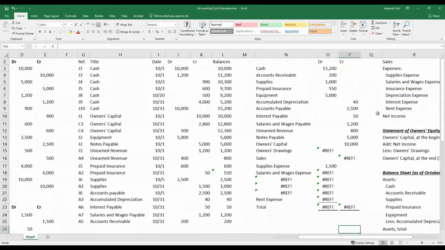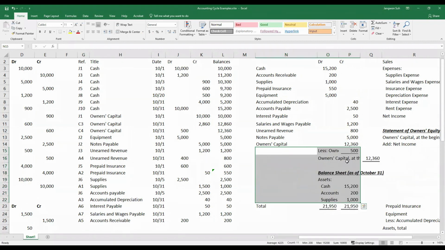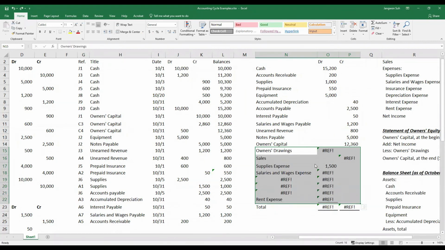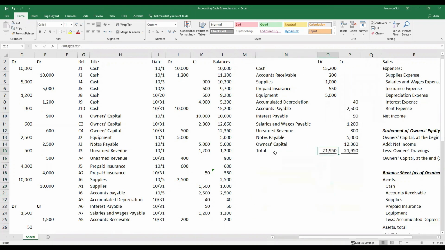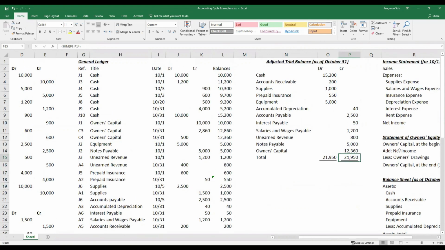Again, what happened was your owner's capital has been updated to this figure. And everything else below owner's capital, they are zeroed out. Your total balance is still the same, although updated, right? Let's change it to post closing trial balance.